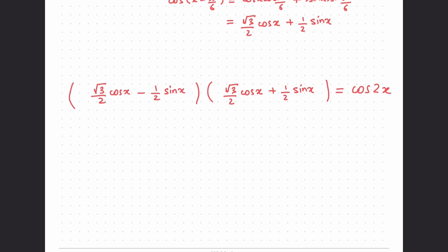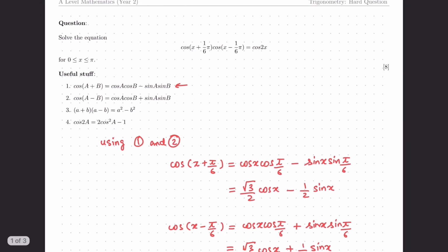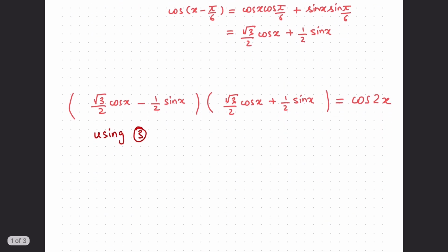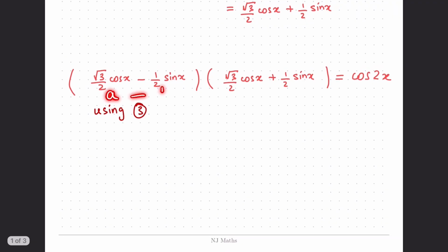What I will do is use equation 3. So I'm using equation number 3, and what is it? That is (a plus b) times (a minus b). It's equal to a squared minus b squared. I'm sure you know of this, and we have the same form in our question. We have something like (a minus b)(a plus b), so we can write this as a squared minus b squared.